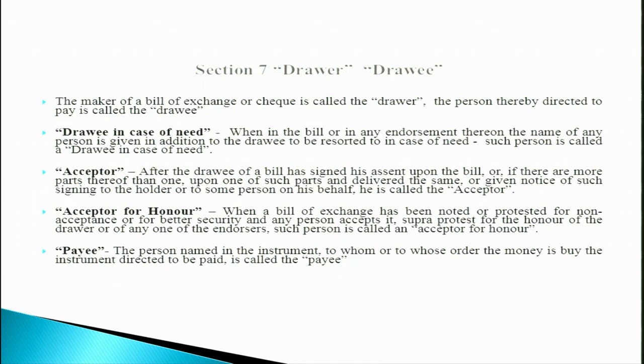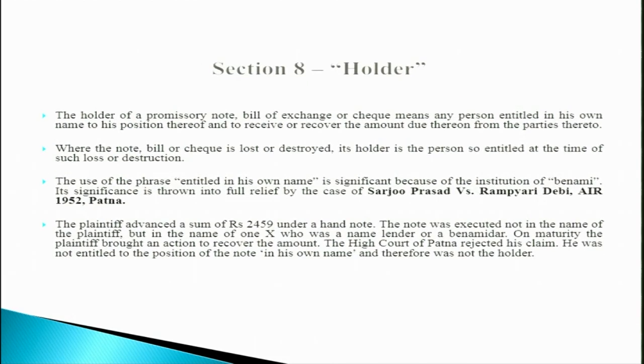After the drawee of a bill has signed his assent upon the bill, and if there are more parts thereof, once someone accepts as drawee in case of need, then he becomes the acceptor. Acceptor for honor: when a bill of exchange has been noted or protested for non-acceptance or for better security, and any person accepts it supra protest for the honor of the drawer or any of the endorsers, such person is called acceptor for honor. And payer, you can easily understand, is the person who is doing the payment.